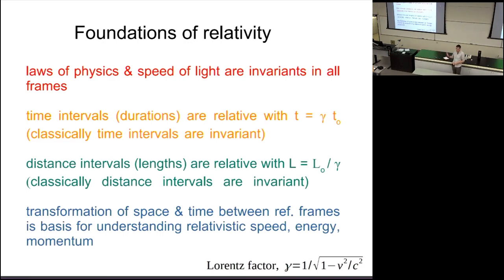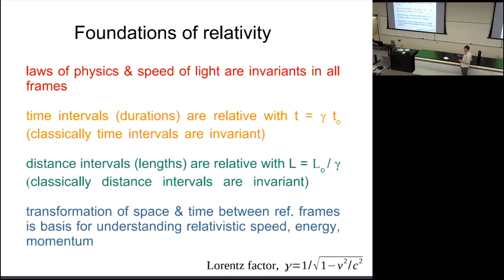Okay, so I wanted to just begin, because the whole of today's class is building on this, with a reminder from last class. We said that the foundations of relativity were the fact that the laws of physics are the same in all frames of reference, for all observers in all frames of reference. And we also said that the speed of light is the same in all frames of reference, for all observers in all frames of reference. So the whole of relativity is based on those two statements, those two postulates.